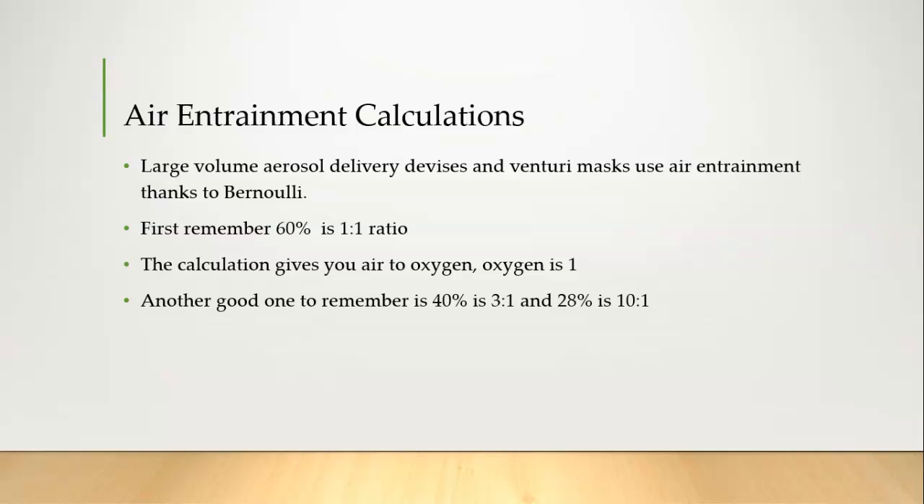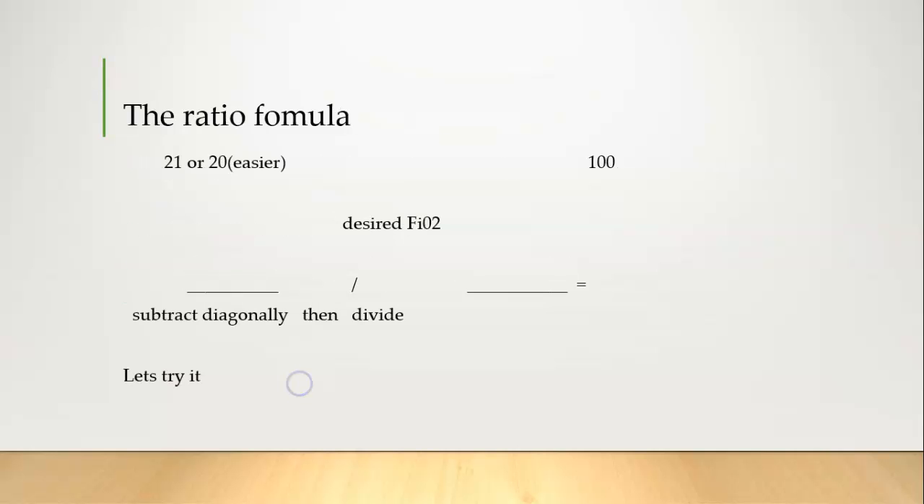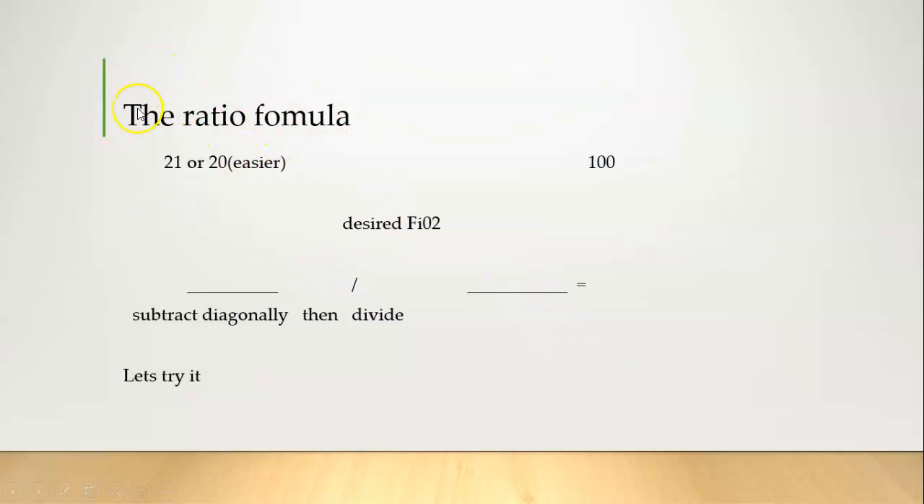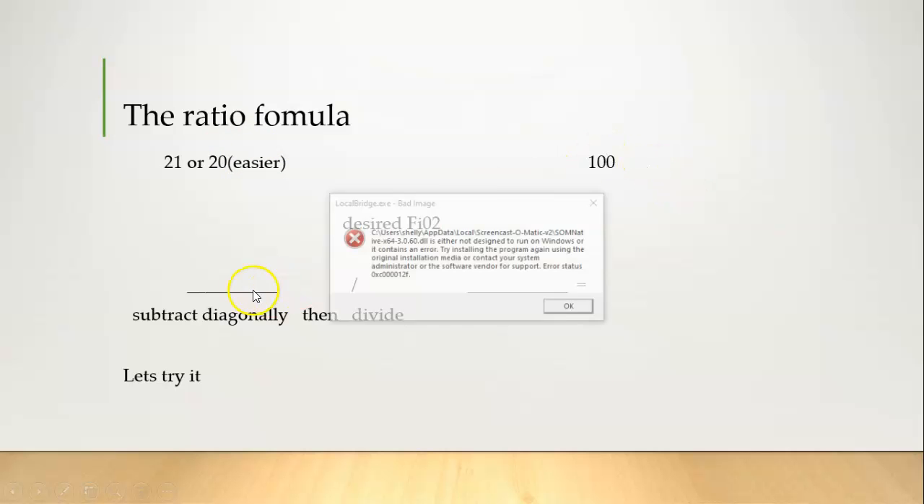28% is 10 to 1. So that would be 10 parts air to every 1 part oxygen for a total of 11. So that's going to be important. Here's what you showed me on the text. You said, if you put the desired FiO2 in here, 21 over here, or 20 is easier, and 100, then you subtract the desired FiO2 from 20 and the desired FiO2 from 100.